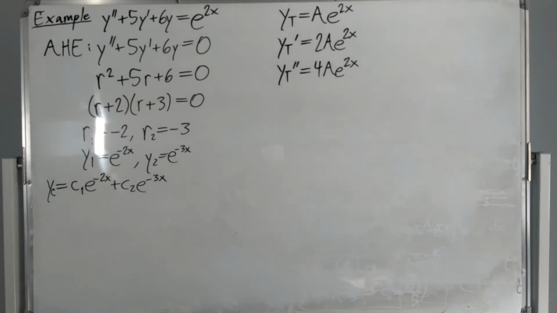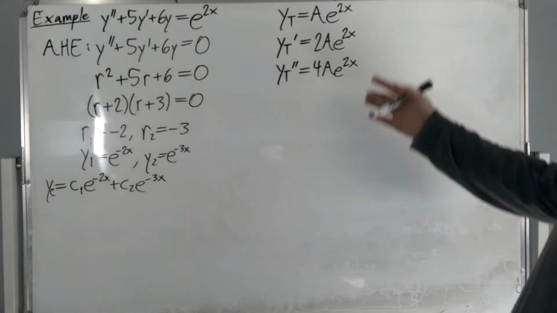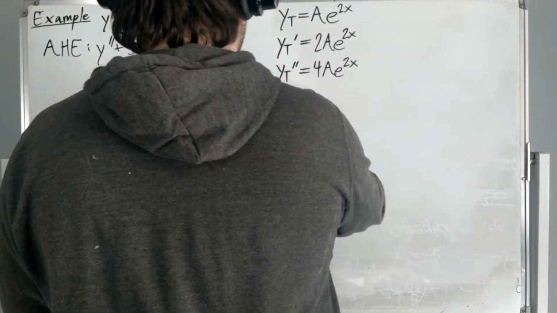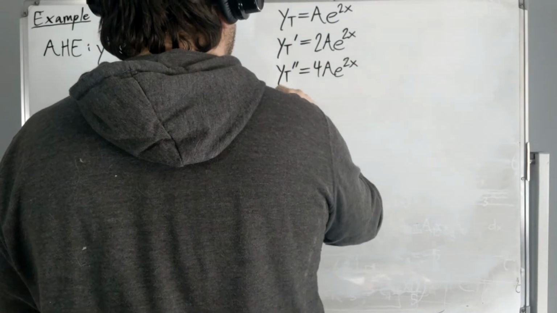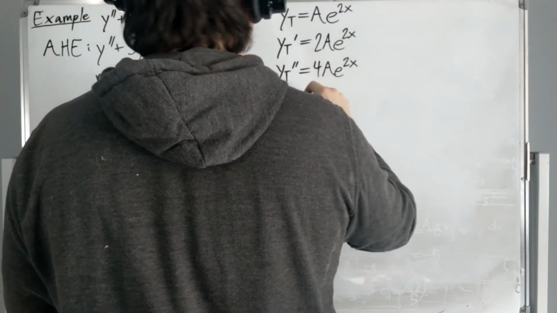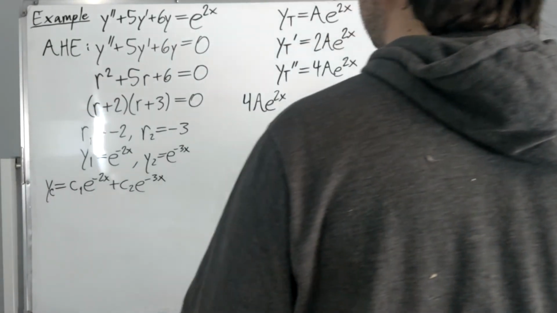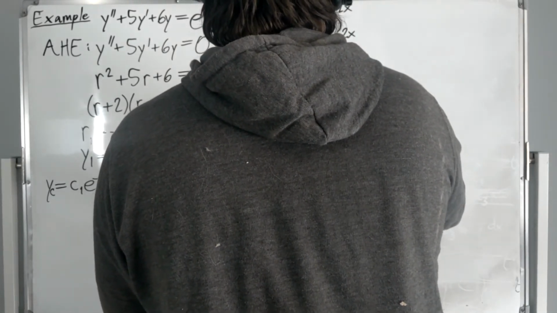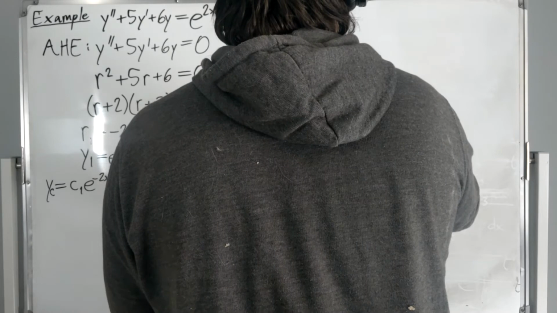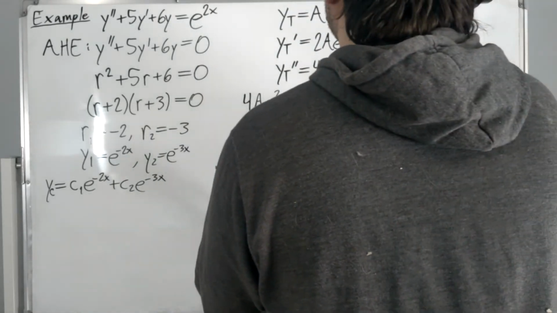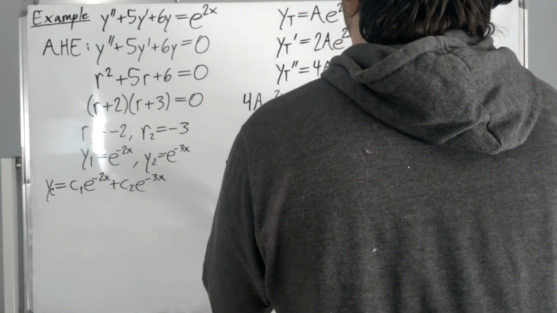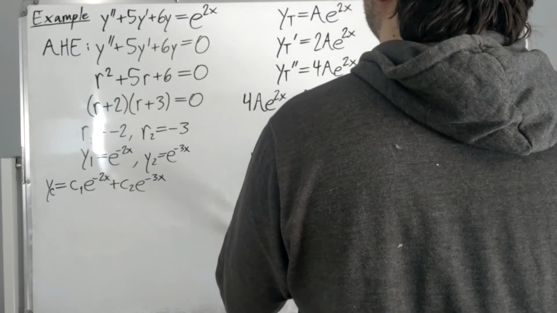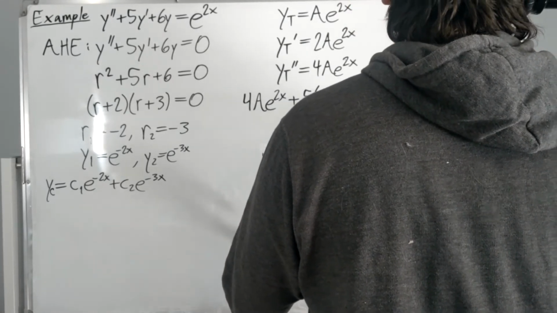Okay, so then let's put that information back into the original ODE. So we get 4a e to the 2x, that's y prime prime, plus 5 times 2a e to the 2x, that's y prime, plus 6 times a e to the 2x, that's y. This needs to be equal to e to the 2x.